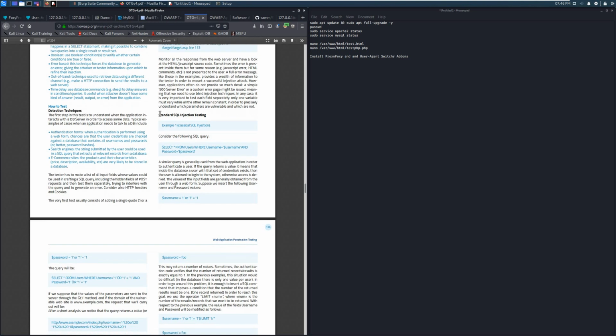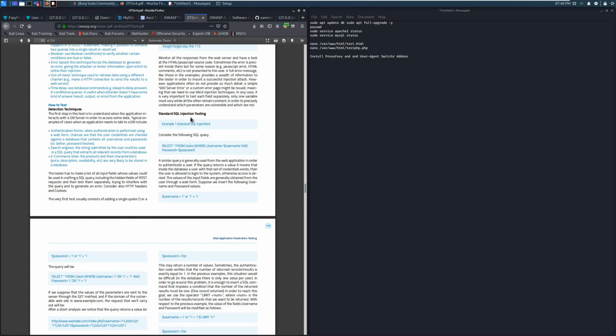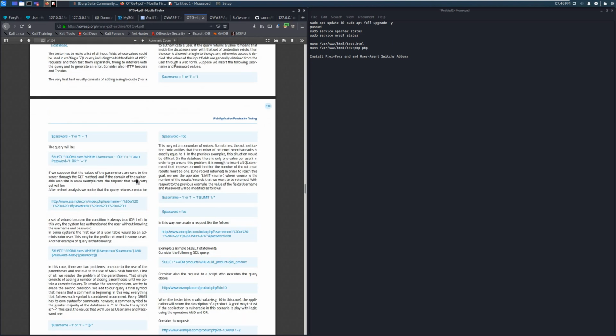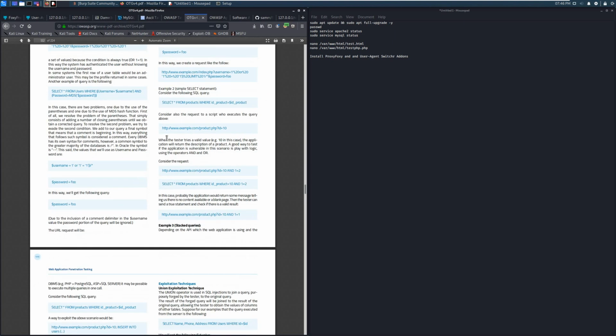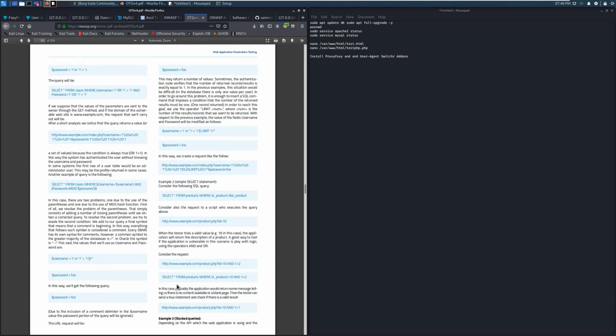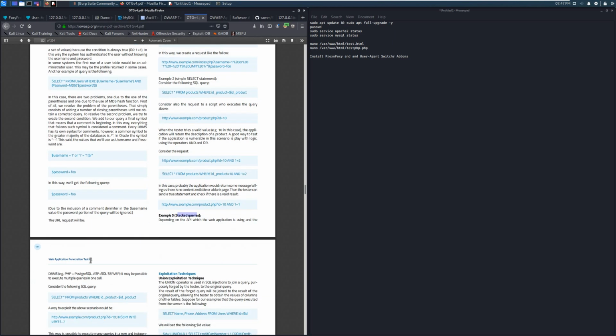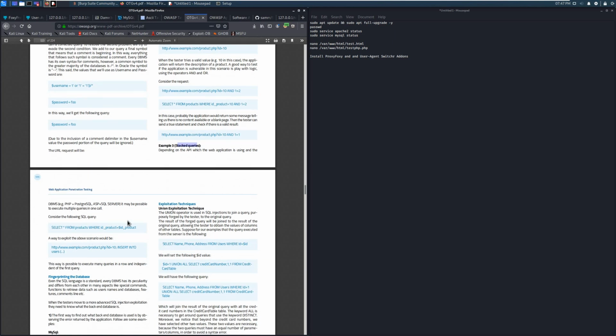Okay, so here you have standard SQL injection testing, which again gives some general information on how to test for this vulnerability with multiple examples. So here you have, for example, a stacked queries example, which is described right here.